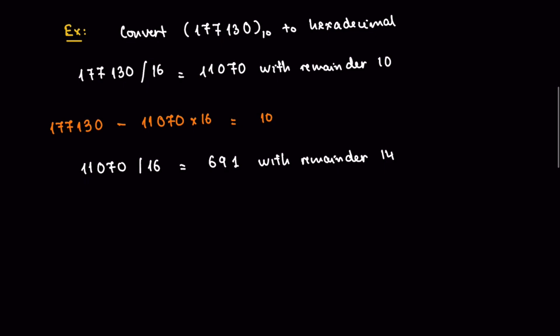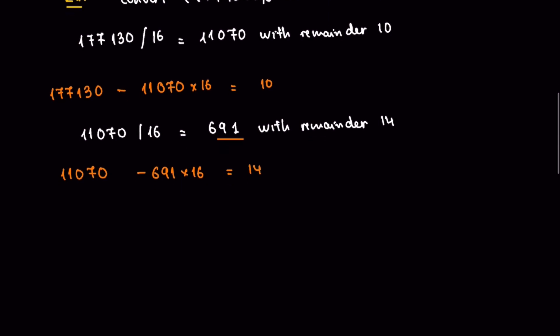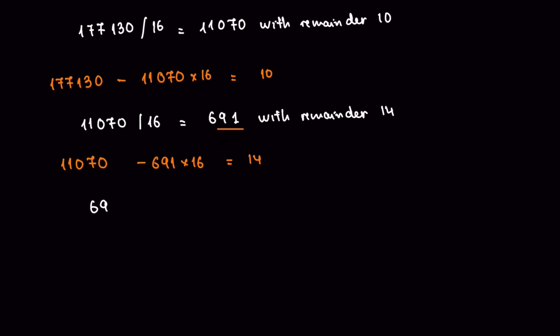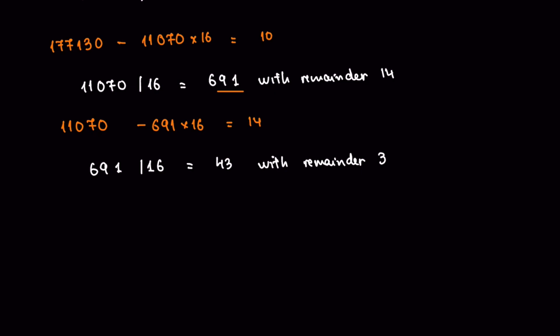Again, how would you get 14? Similar calculation as before. You're going to take this number, 691, multiply with 16, and it gets subtracted from 11070, and you're going to get 14 for the remainder. Next, you're going to take 691 divided by 16, and you're going to get 43 with a remainder of 3. Again, how would you get 3? You're going to take the number 691 minus 43 times 16. You should get 3 for the answer.